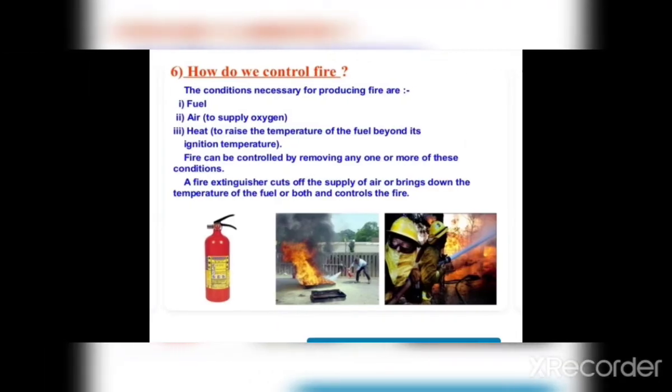Now let's see how we control fire. We already discussed the conditions necessary for producing fire, isn't it? What are they? Yes, fuel, air, heat. Fire can be controlled by removing any one or more of these conditions. A fire extinguisher cuts off the supply of air or brings down the temperature of the fuel or both and controls the fire.